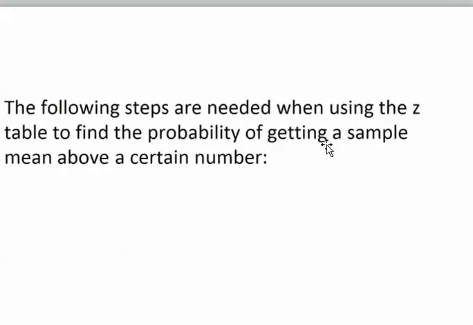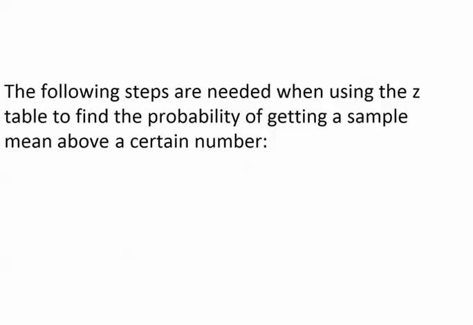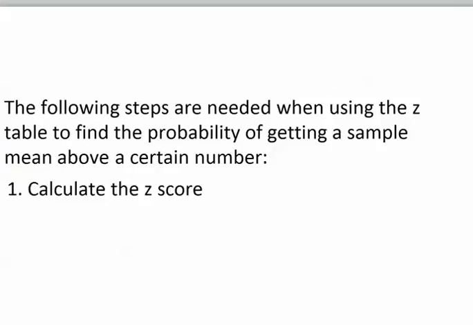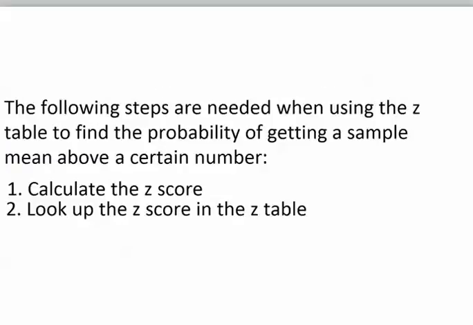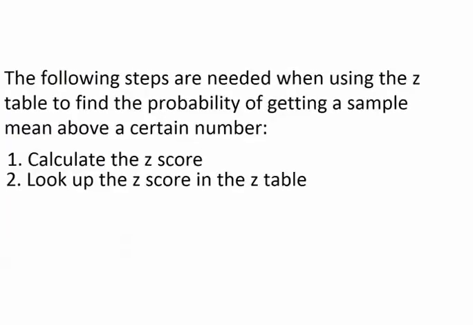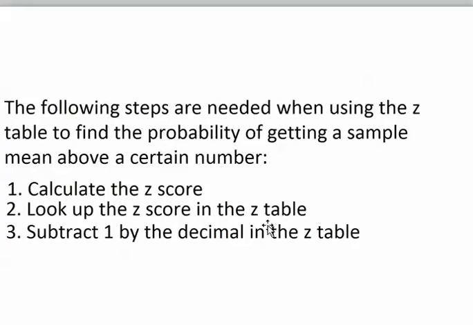If you want to use a z-score to find the probability of getting a sample mean above a certain number, you actually have to go through three steps, and I'll show you what those three steps are. First, you have to calculate the z-score of the sample. Then you go to the z-table, and then you actually have to go to a third step. You have to get the decimal from the z-table and then subtract it from 1. And then that actually gives you the probability that you're looking for.